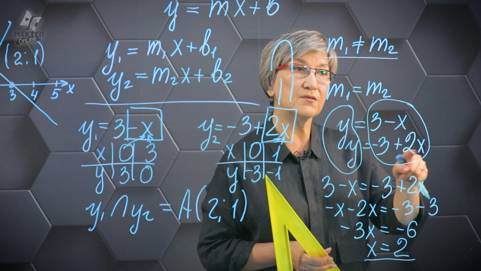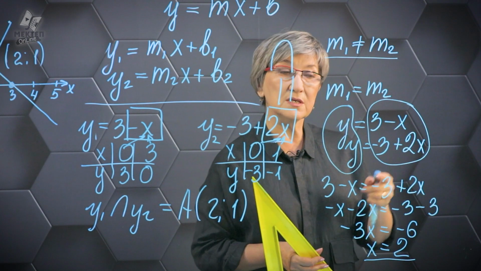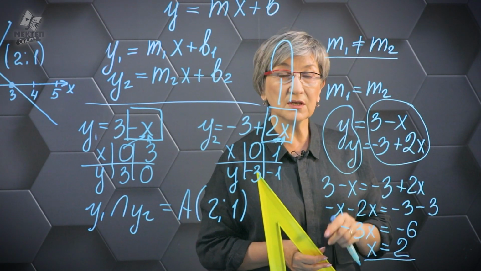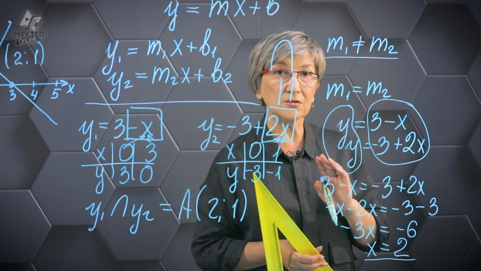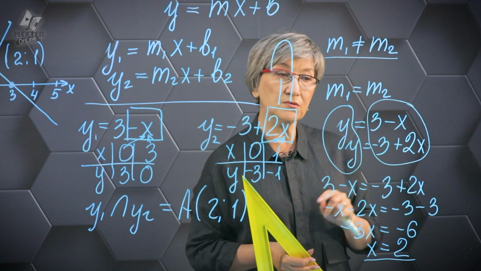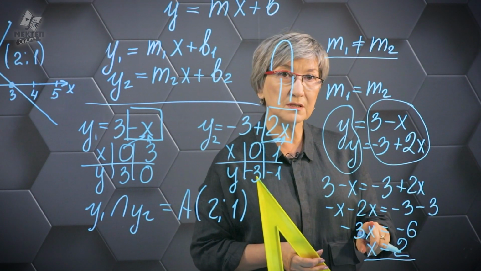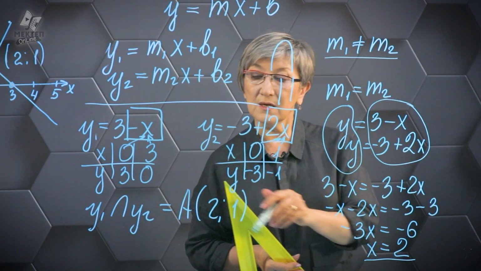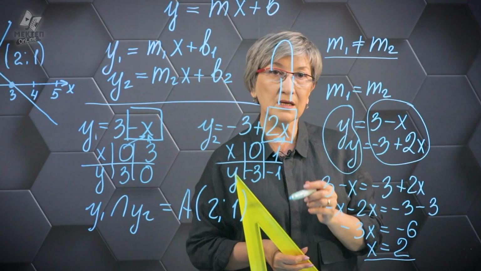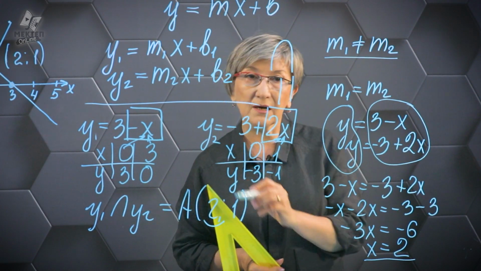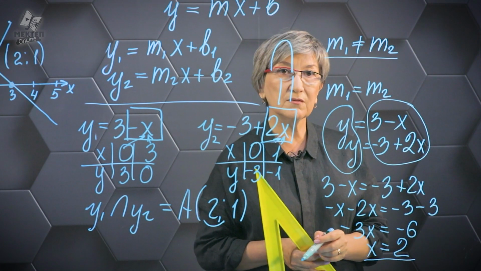However, we first analyzed the coefficients of x and saw that if these coefficients are not equal, the graphs of these functions intersect. Then we do not build function graphs, but equate the right sides. Thus we find x. Let's compare our answers. When we plotted the graphs of linear functions, x equals 2. So in this instance, x is 2.